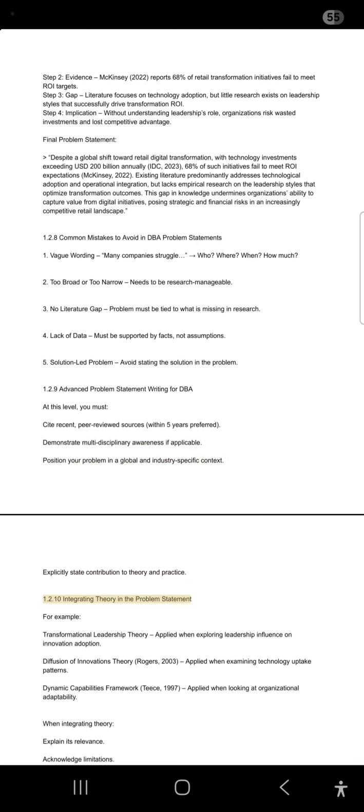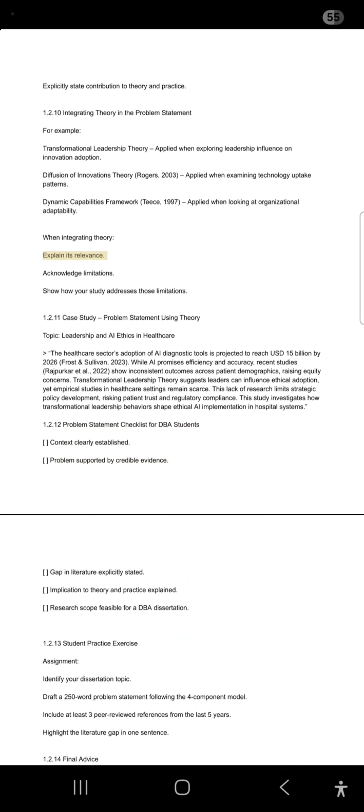1.2.10 Integrating theory in the problem statement. For example, transformational leadership theory, applied when exploring leadership influence on innovation adoption. Diffusion of innovations theory (Rogers, 2003), applied when examining technology uptake patterns. Dynamic Capabilities Framework (Teece, 1997), applied when looking at organizational adaptability. When integrating theory, explain its relevance, acknowledge limitations, and show how your study addresses those limitations.